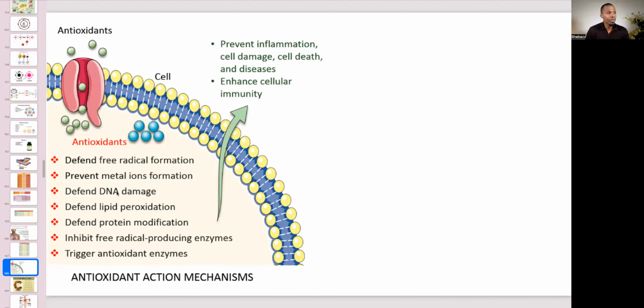So let's look at this right here. It defends against lipid peroxidation. Lipid peroxidation, that's the fatty wall right here. Peroxidation means it's going to defend from oxidative stress destroying that wall. So the molecules come in, as you see in this picture right here.